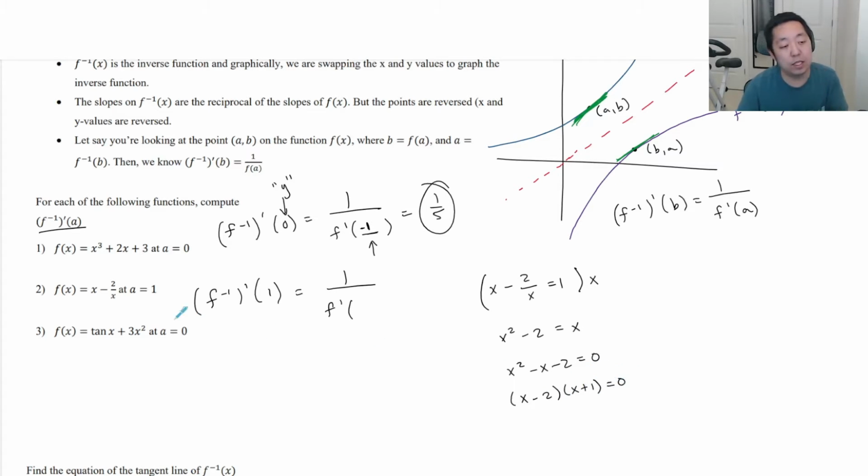So I think this one probably needed some domain restrictions. I probably forgot to say that x is supposed to be greater than 0, because there shouldn't be two values here. So if I'm just restricting myself to x greater than 0, then x equals 2 is what I'm looking for. So that would be 1 over f prime at 2.